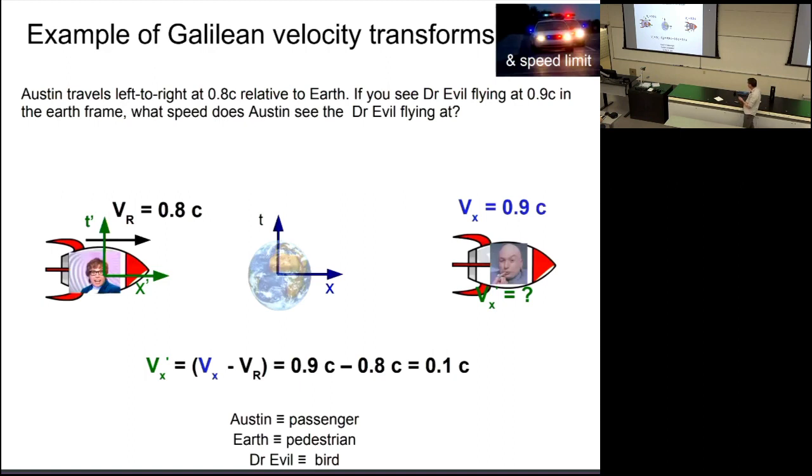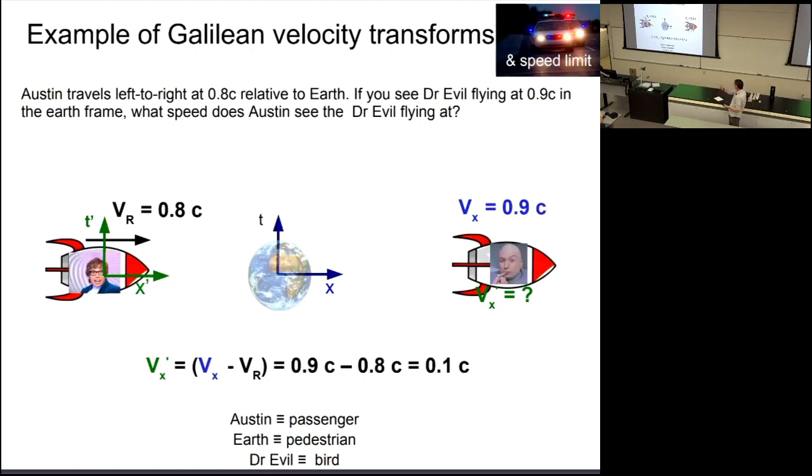So we're going to plug in Dr. Evil's speed in the Earth reference frame. That's 90% of the speed of light. We're going to plug in Austin Powers' speed in the Earth reference frame. That's 80% of the speed of light. And we're going to subtract 80% from 90% of the speed of light, and we get 10% of the speed of light. And that would be common sense.